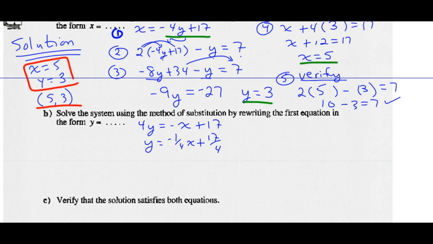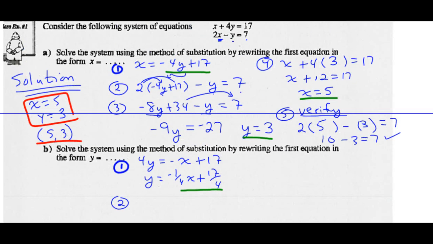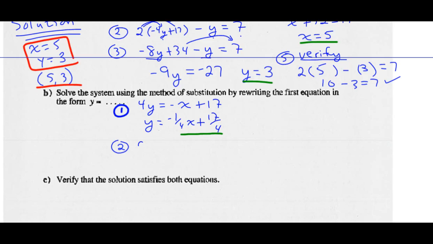So I now have an expression for y. That's that first step in solving by substitution. The second step says I'm supposed to take that value for y and substitute into the second equation. So I've got 2x minus y equals 7. 2x minus y equals 7. So that's negative 1/4 x plus 17/4.